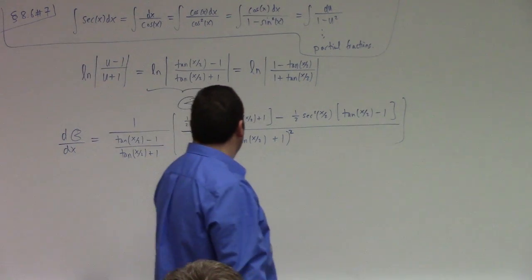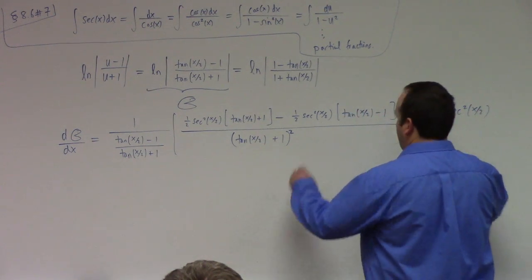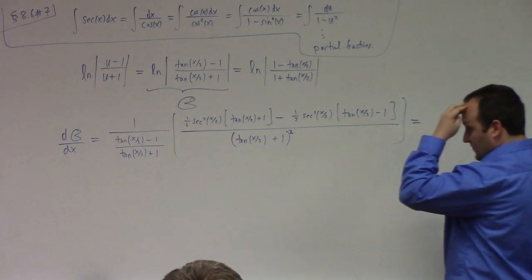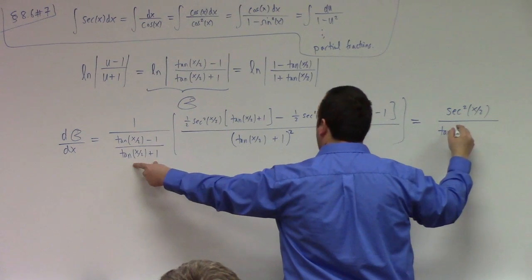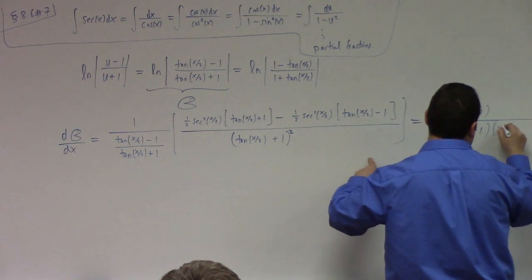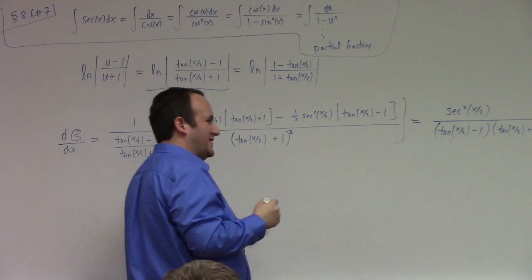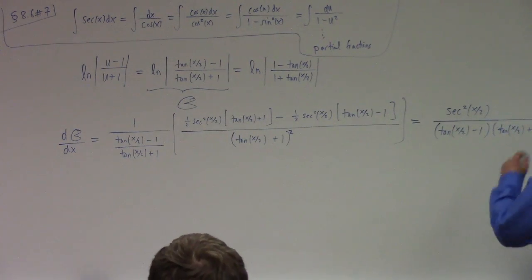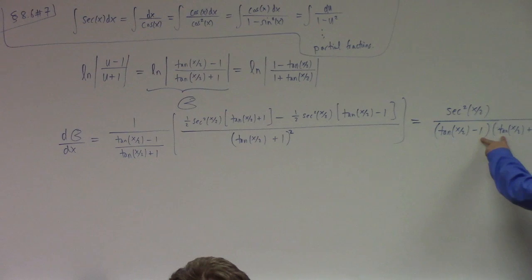And you're just left with what? You've got yourself a secant squared x over 2 upstairs, because you've got 1/2 plus 1/2. The secant squared tangent terms cancel. This clears out some of the initial denominator, right? Well, in fact, it gives us what? It gives us tangent x over 2 minus 1 times tangent of x over 2 plus 1, which might simplify. What's that? So I've got myself tangent squared x over 2 minus tangent x over 2 plus tangent x over 2 minus 1.